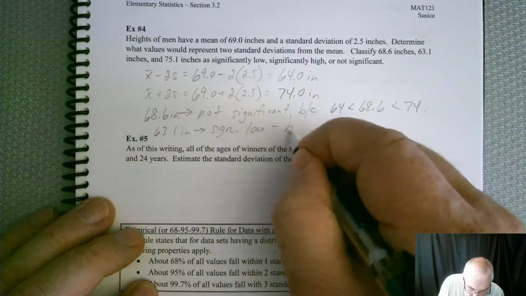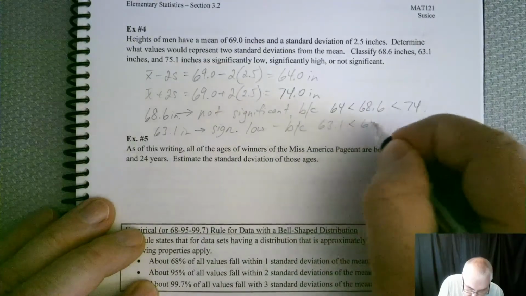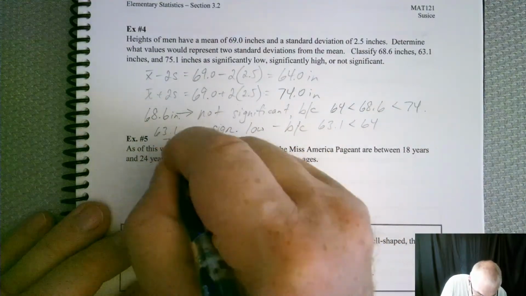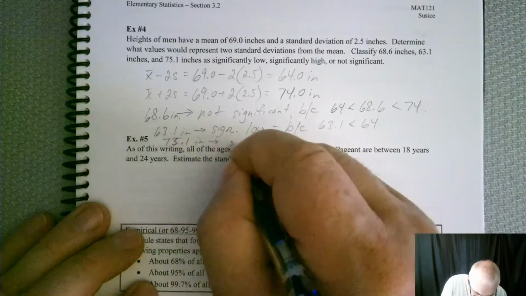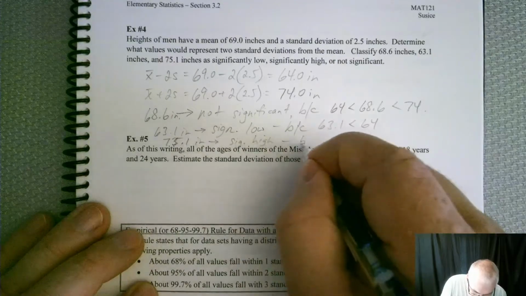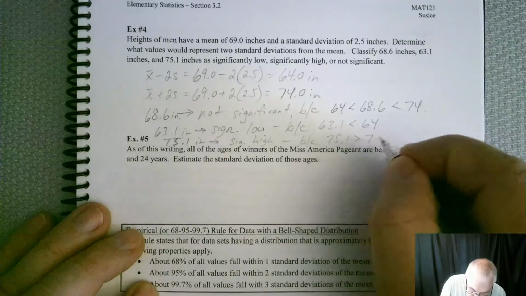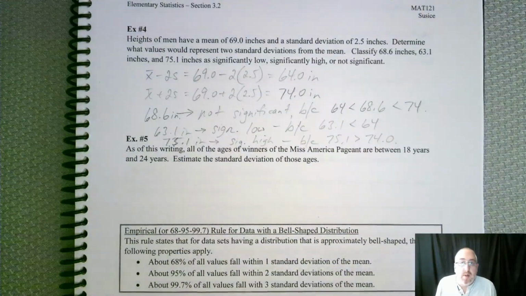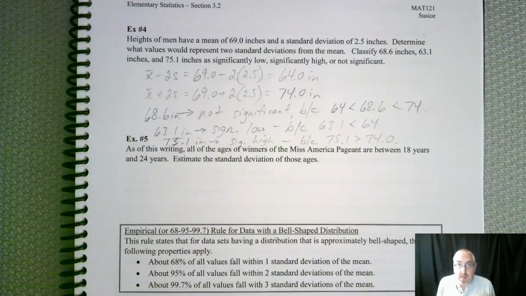And again, because 63.1 is less than 64. And then, I didn't give myself a lot of room, but 75.1 inches, you can guess, is significantly high. Again, because 75.1 is greater than the maximum of 74.0. So that's kind of what we're looking at. It's just classifying it into one of those three buckets.